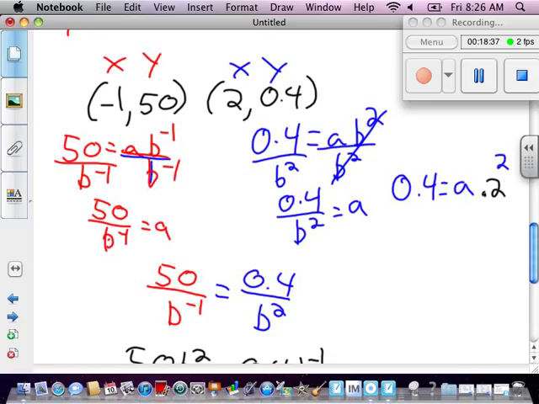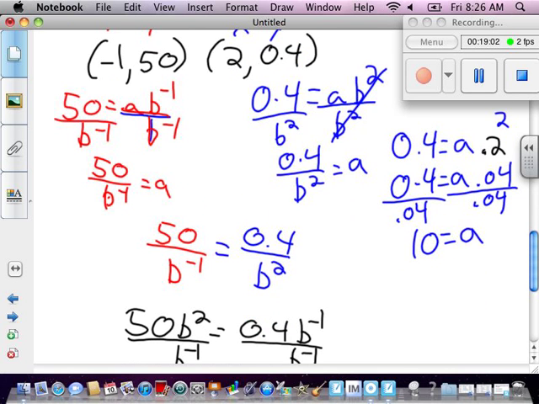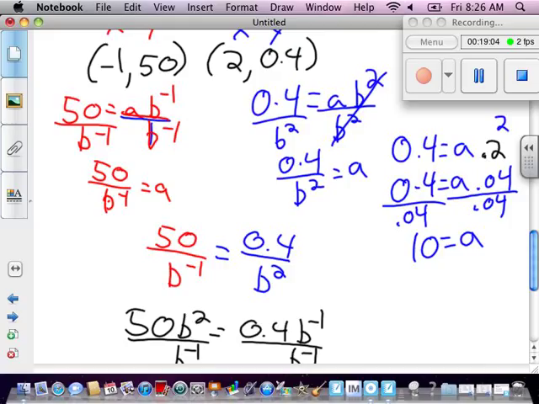Okay, so 0.2 squared gives us 0.04. We're going to divide. 0.4 divided by 0.04 gives us 10. And finally, we're going to plug it into our final answer: y equals 10 times 0.2 to the x.